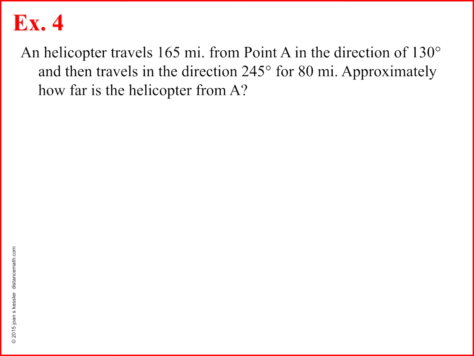Here we have a helicopter that travels 165 miles from point A in the direction of 130 degrees and then travels in the direction 245 degrees for 80. How far is the helicopter from A? So we're going to start at point A. We're going to travel 165 miles at 130 degrees. Think about this as our 0, 0 in a unit circle. So 130 degrees is over here, and I'm traveling 165 miles.